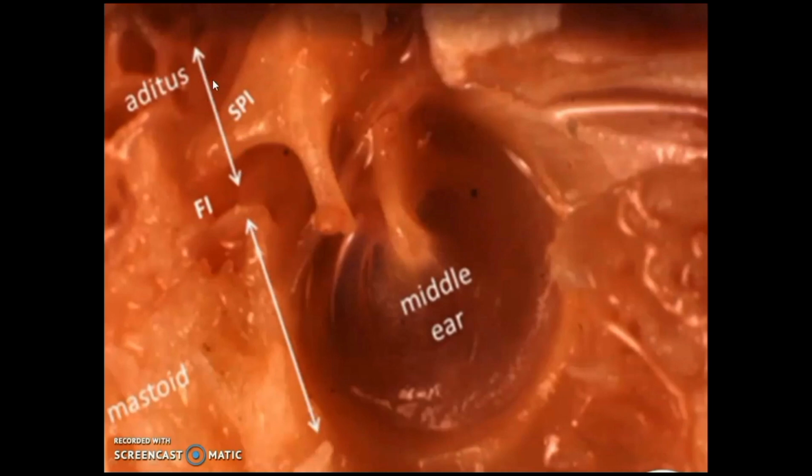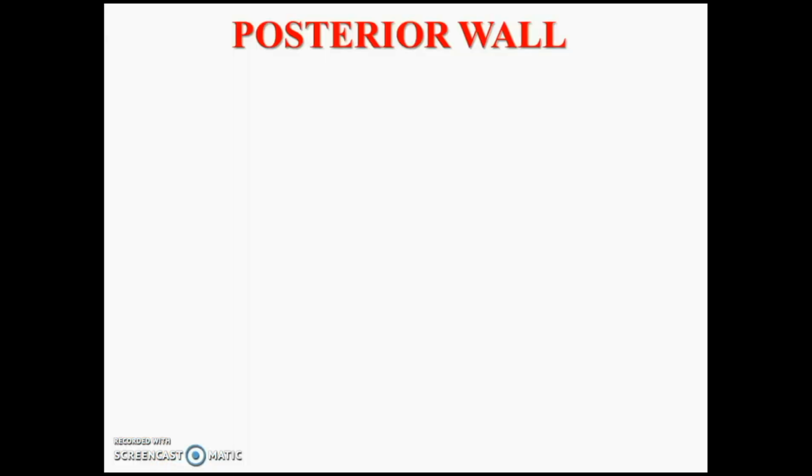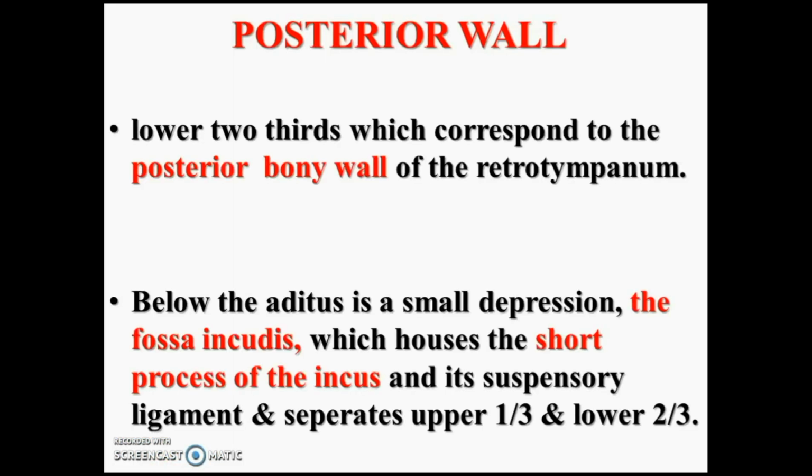Lower two third is mastoid, and you can see the incudal buttress divides the posterior wall into upper one third, called as aditus or opening to mastoid antrum, and lower two third bony, and it is narrow or conical from above downwards, and it bridges the medial wall and lateral wall. Lower two third is posterior bony wall of the retrotympanum. The part behind the mesotympanum is called as retrotympanum.